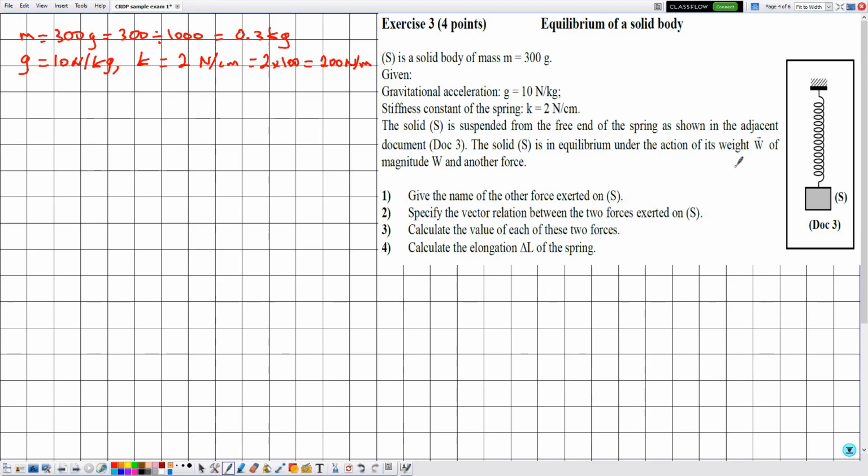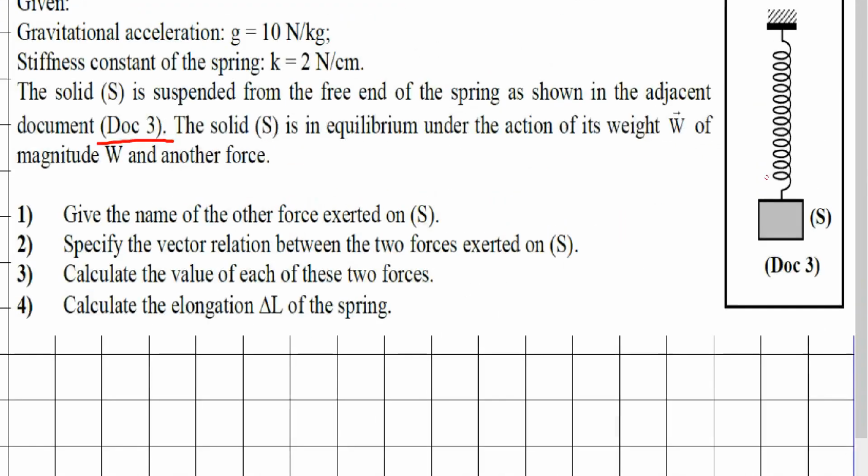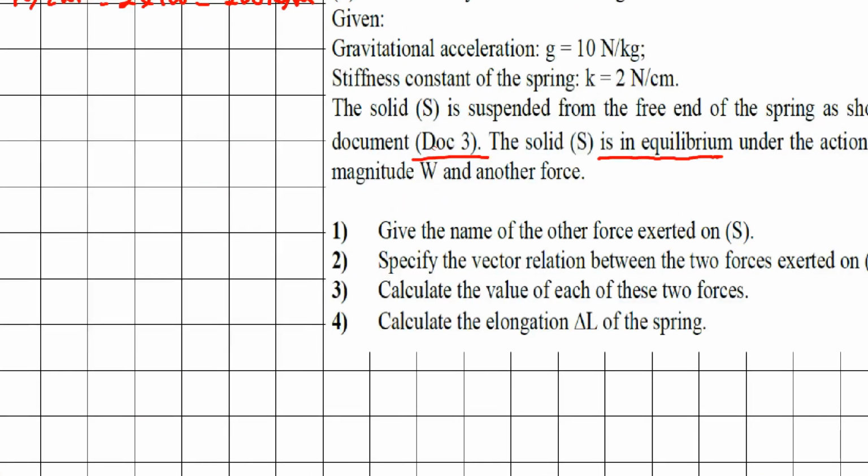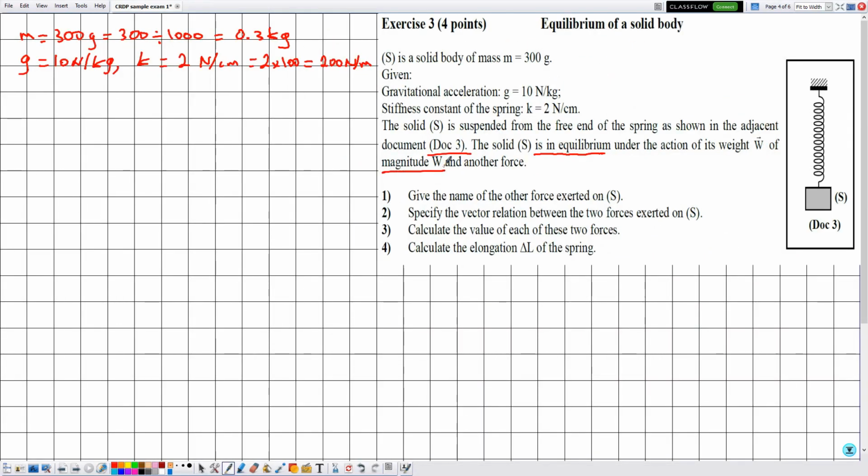Now the solid S is suspended from the free end of the spring balance as shown in the adjacent document, document 3. They mentioned document 3, so now we can use it. The solid S is in equilibrium. This is important. At any moment in this exercise, we can use the condition of equilibrium under the action of its weight W, of magnitude W, and another force.